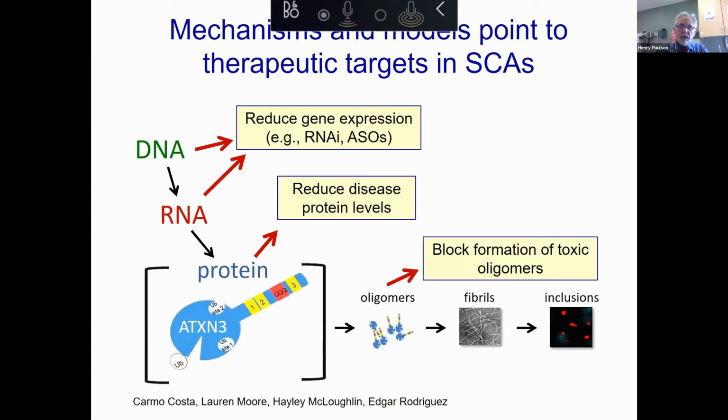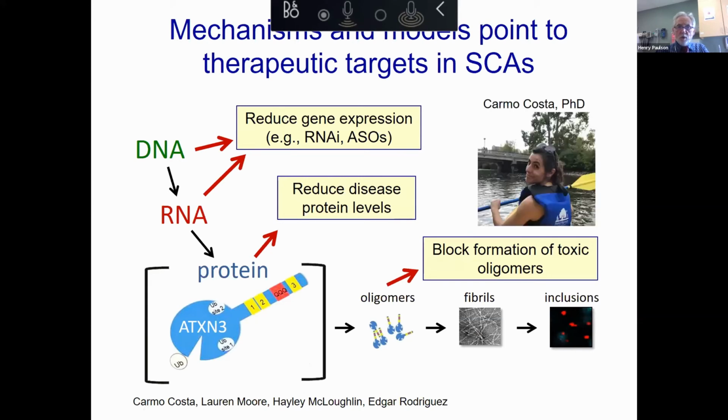So with that background, we now recognize clearly that in the SCAs there's a dominant toxic action in most cases. This means there are many different ways one could actually target the gene products, and I don't have time to go through this in any detail. I will, however, focus on Carmo Costa from our group, a very talented assistant research professor, who has done a lot of work on compound screening that has been useful in SCA3 and has been used in other systems as well.